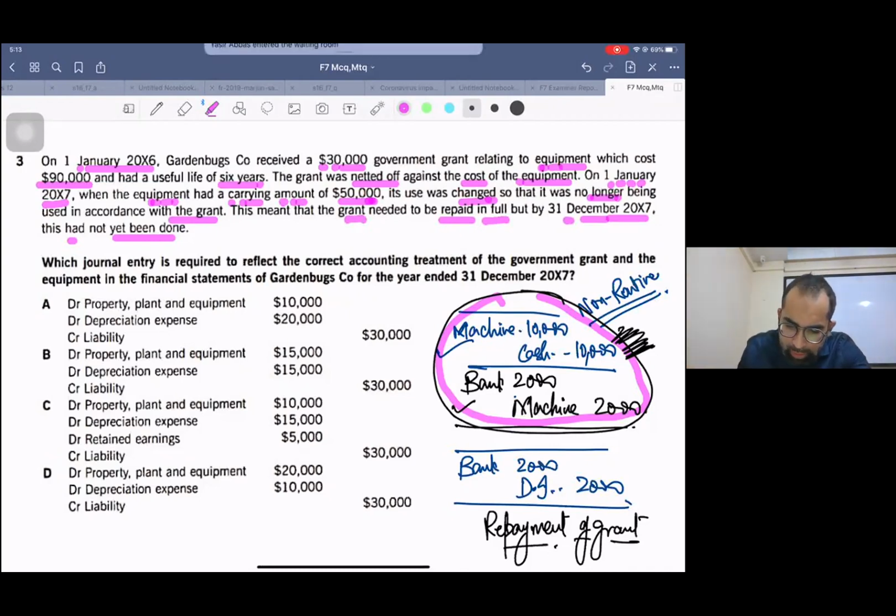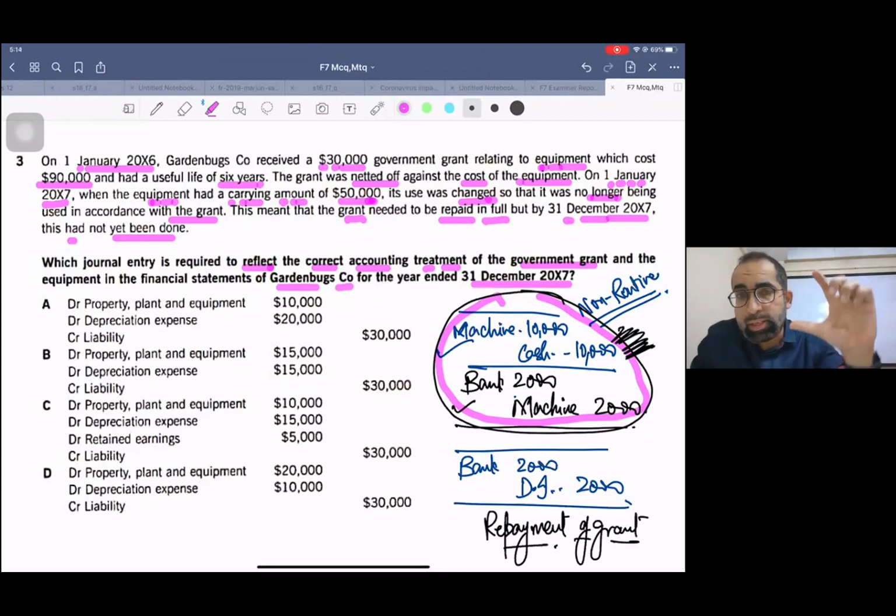Now which journal entry is required to reflect the correct accounting treatment of the government grant? Read the requirement, it is very important. The requirement carries marks in each question. The equipment in the financial statements of the company for the year ended 31st December X7. We have to record the complete accounting for the year ended 31st December X7, one complete accounting entry.